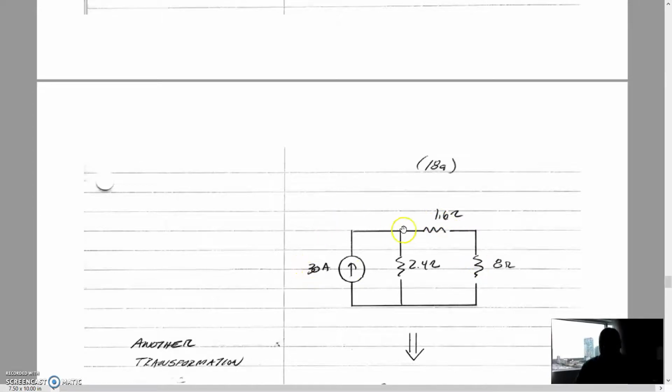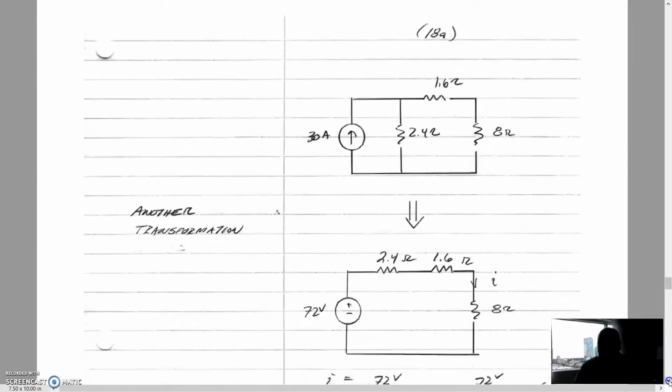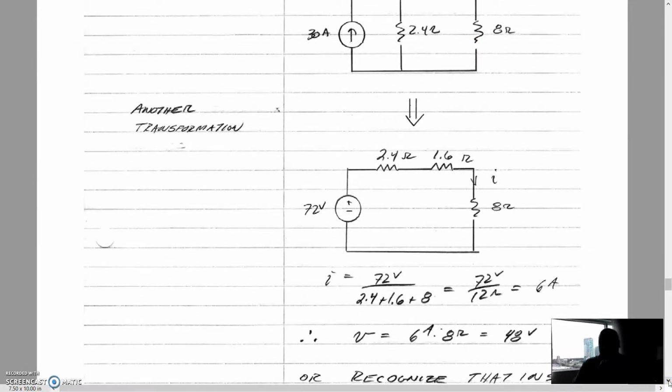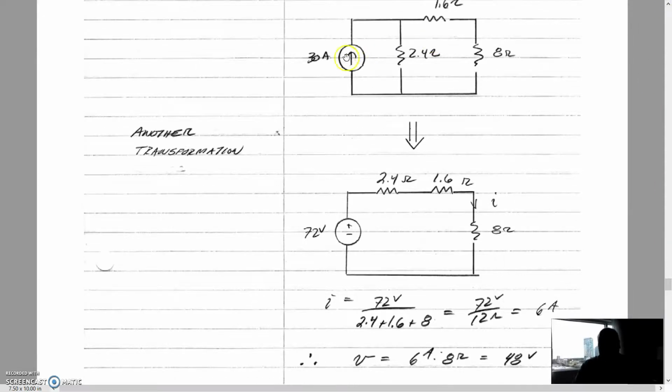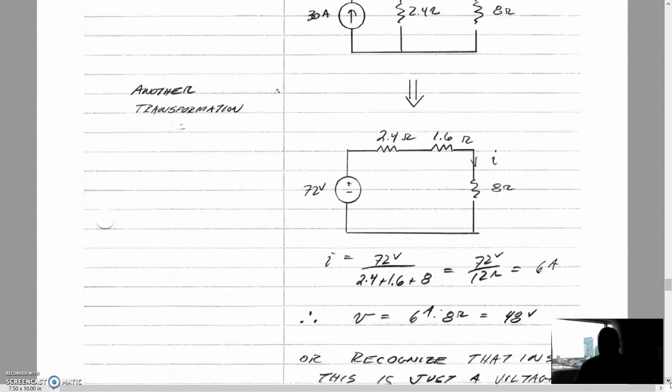I can just do a current divider on a 9.6 branch and a 2.4 branch. But we can go even further. We can make this even simpler using another source transformation. So if we, once again, take this current supply in parallel with a resistor and convert it to a voltage supply in series, now this time by multiplying, so the 2.4 gets multiplied by the 30, so that is going to be 72, so it creates a 72 volt supply, and now this 2.4, rather than being in parallel, is now in series. And now you can see this is much more reduced here.